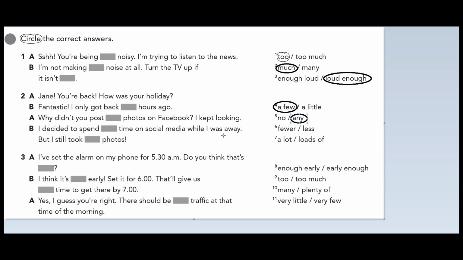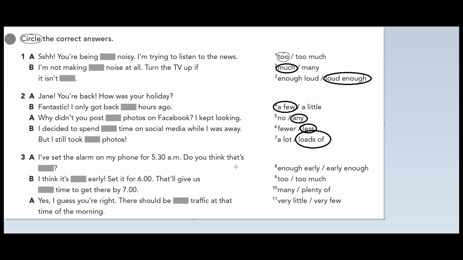I decided to spend less time on social media while I was away, but I still took loads of. Here is loads of. Look, you need to use here actually a lot of photos, or loads of photos, or lots of photos, but you can't use a lot separately here, because we have a noun, photos. So loads of photos. I've set the alarm on my phone for 5:30 a.m.